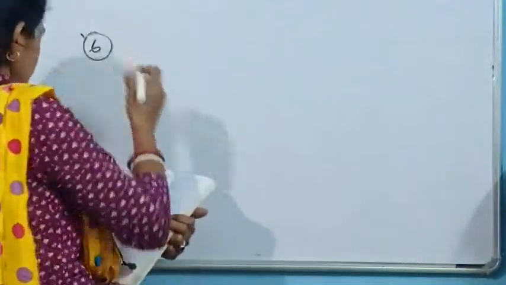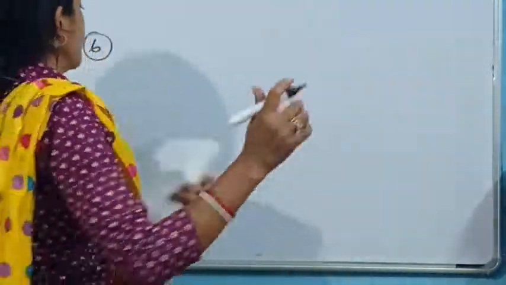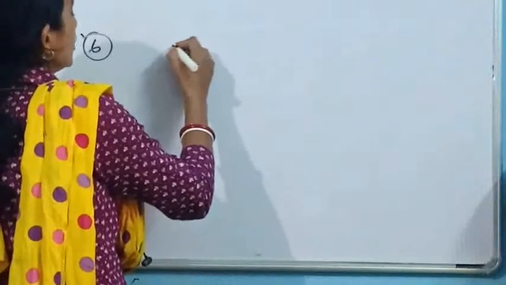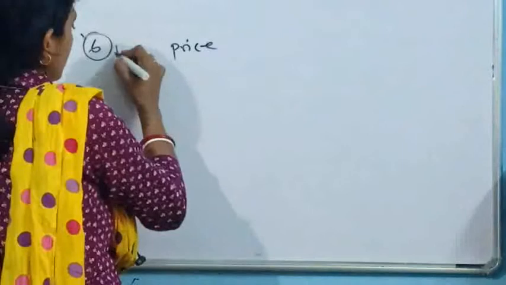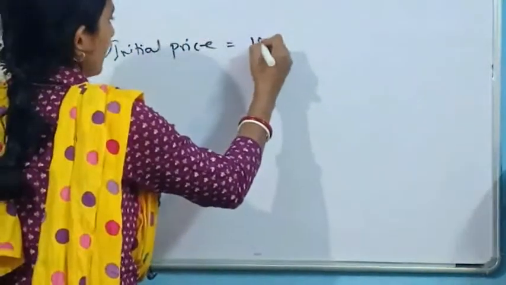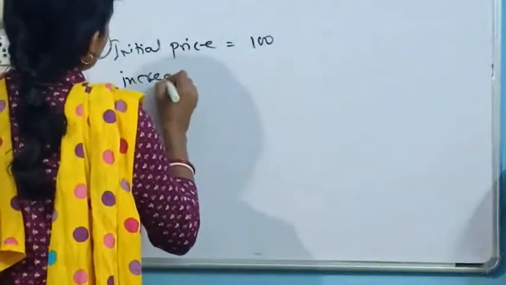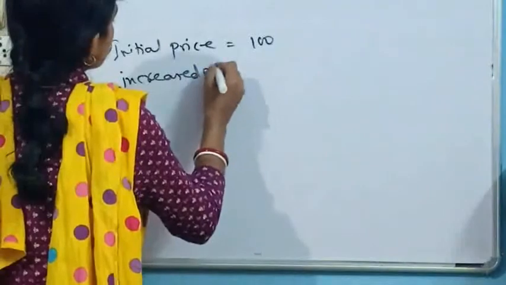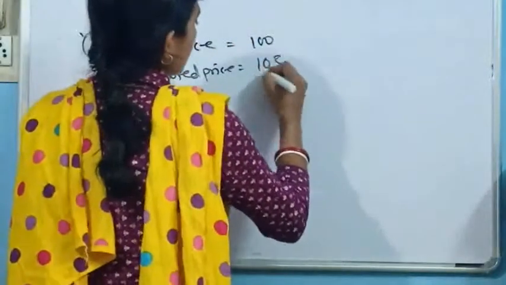I am solving it here. Let's consider this is the number 6. We are going to solve. Here it is increasing by 5%. So if the initial price is equal to, let it be, I am taking 100 rupees. So the increased price is equal to what? It has been increased by 5%, so definitely it will be 105.